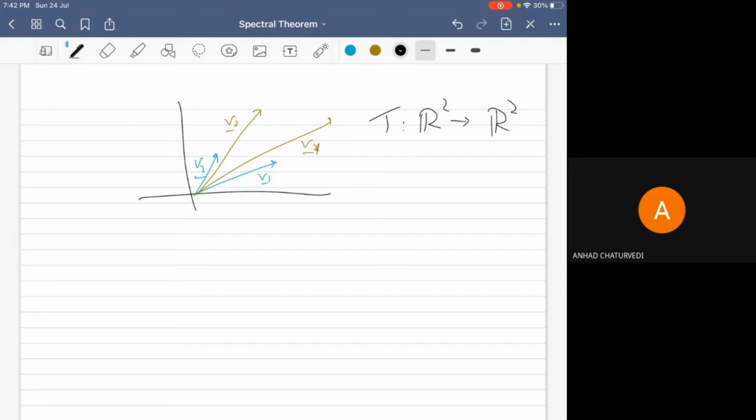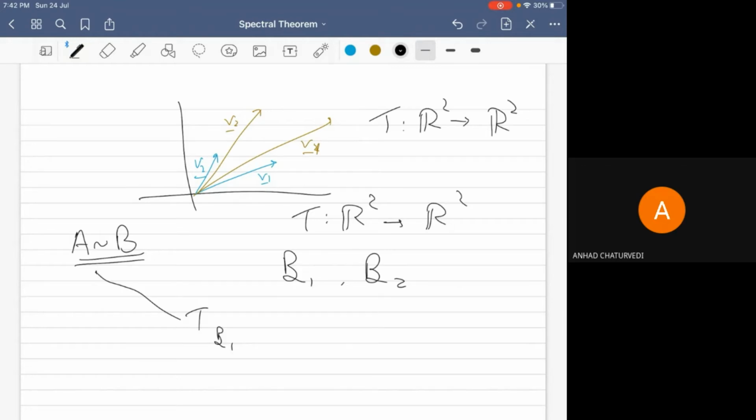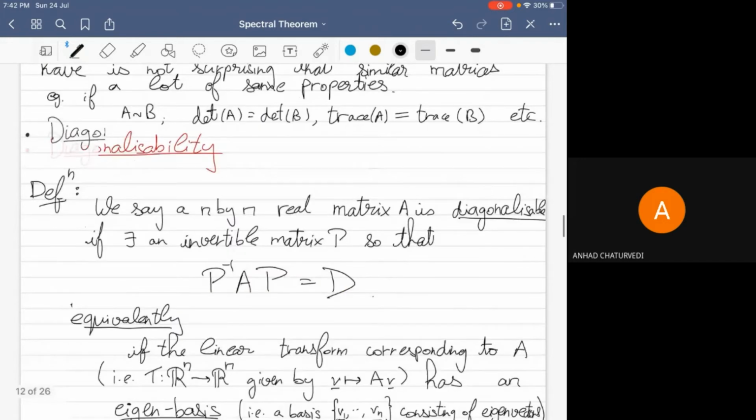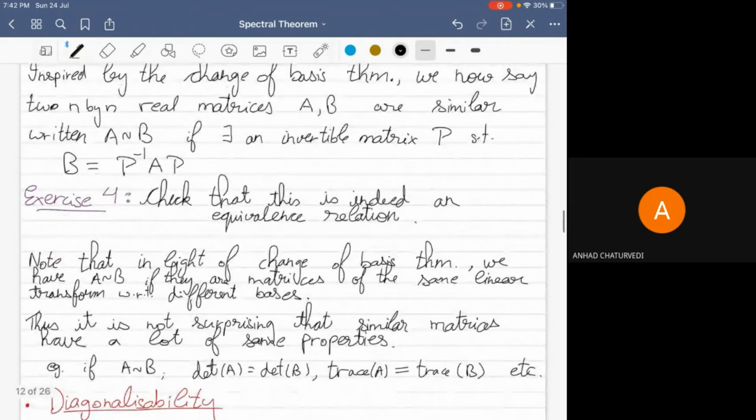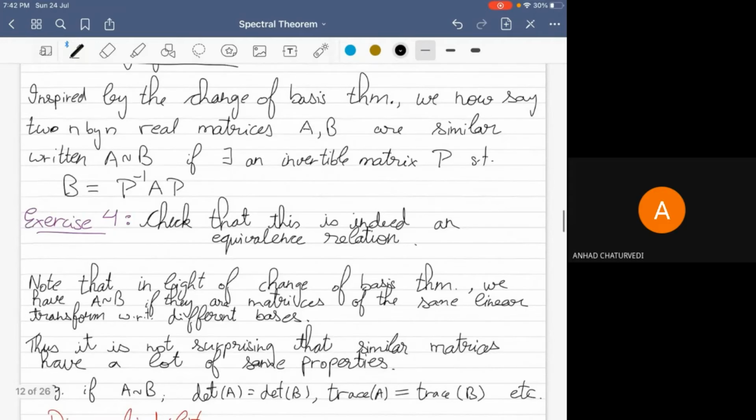So what similarity essentially means is that A is similar to B if we have a particular linear transform and two bases such that T with respect to B1 is A and T with respect to B2 is B. Got it. Okay. Similar matrices have a lot of the same properties: they have the same determinant and the same trace, and if one is invertible the other is invertible.